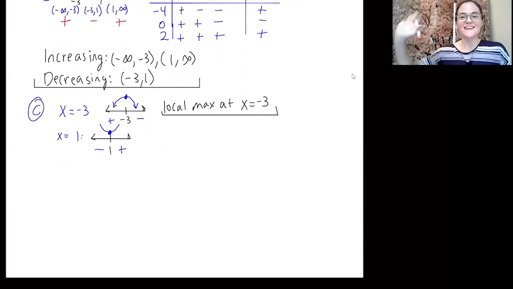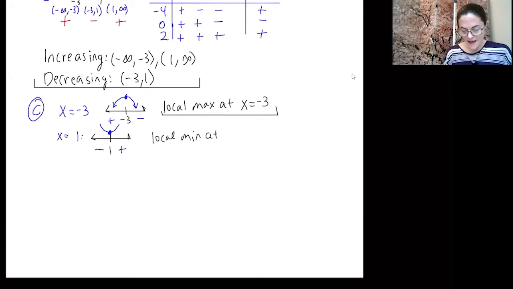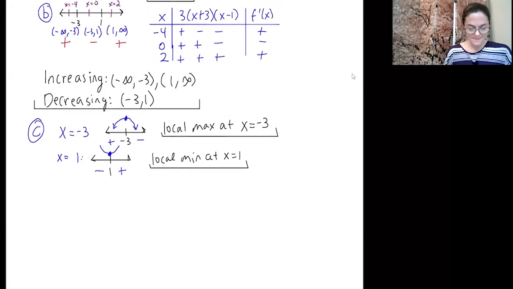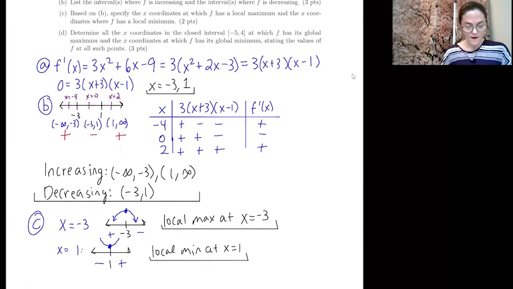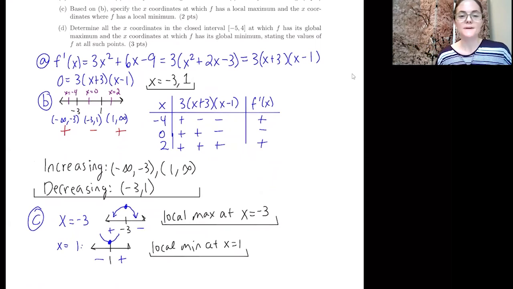What do we see looking at this picture? We see a local min. So we have a local min at x equals 1. Okay? So far, so good. We have A, B, and C, and these were very much like a problem that we did in the lecture, but it's always good to see more practice.